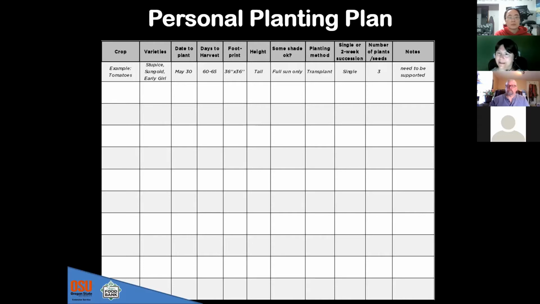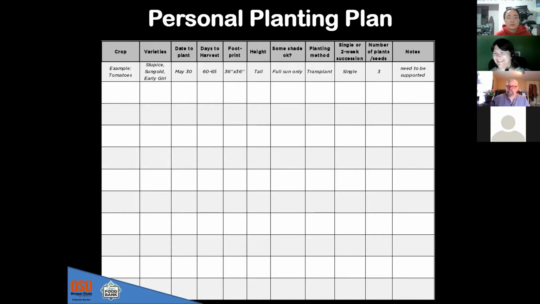And then if you want to get into succession planting, that is also something that you're going to want to put into your notes. Like, I plant peas, and you can plant peas every 2 weeks or so and get a continual crop. And that's a note that you're going to want to have written down.